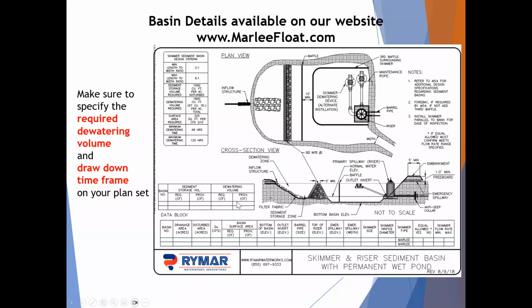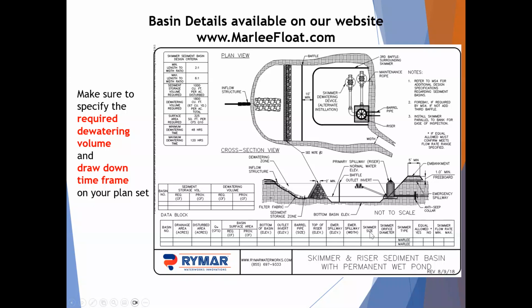And then here's where you have your data block for your specific basins. So you can have your sediment storage volume, make sure your provided meets your required, your dewatering volume. Often your provided is going to be greater than your required, especially if this is a multi-purpose basin that will be turned into a permanent detention pond. And then here's where you put your basin information in. So your basin number, drainage area, disturbed area, flow rate, surface area, bottom of the basin, outlet invert, pipe barrel, top of your riser if you have one, emergency spillway elevation and width.